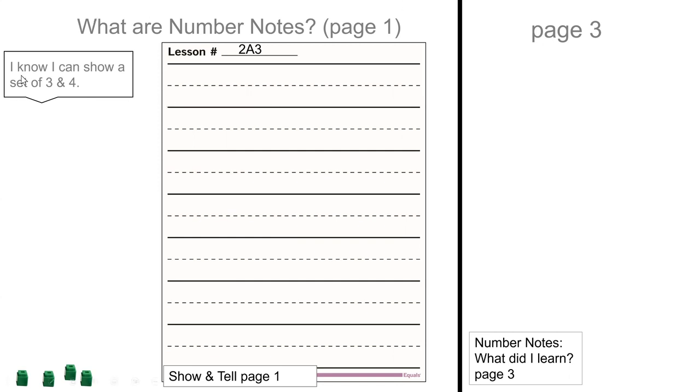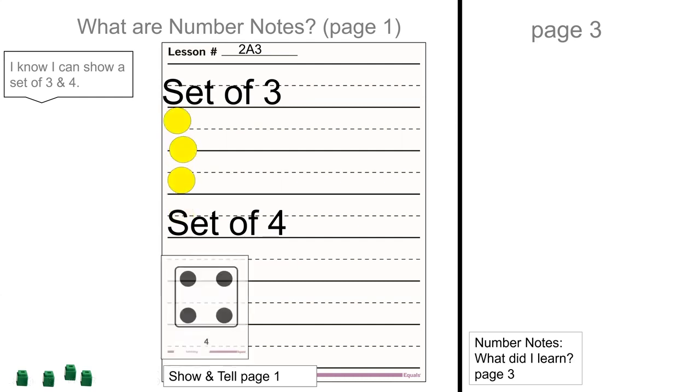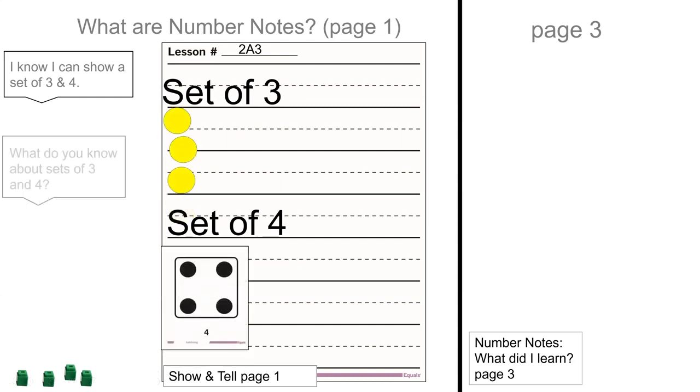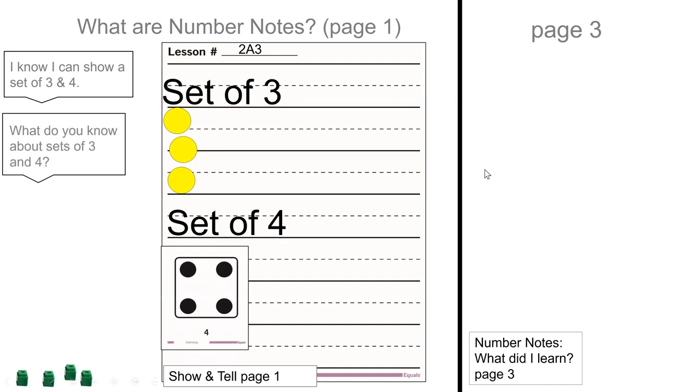So the teacher is demonstrating the first step by saying, I know I can show a set of 3 and 4, okay, and then writes that down and shows an example of each. Then ask the students, what do you know about sets of 3 and 4?